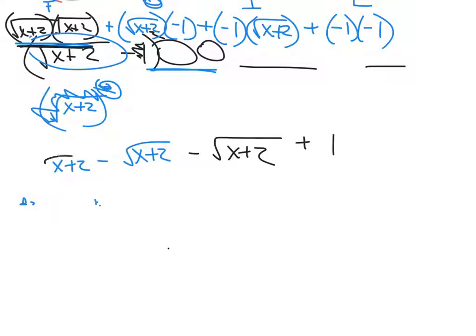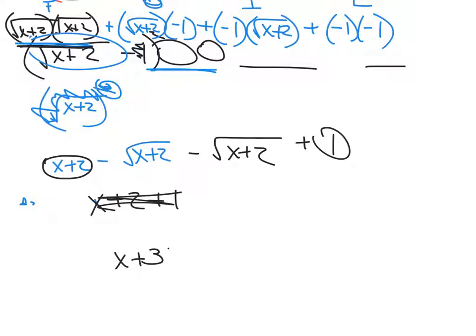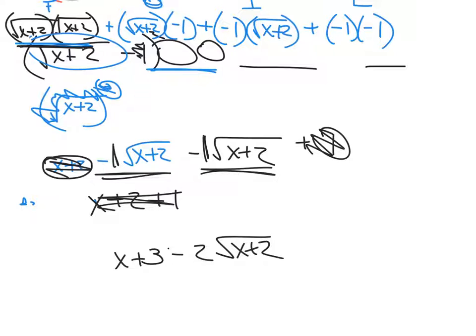Alright, so we've got these two and this one that I can put together. X plus 2 plus 1. So that gives me an x plus 3. So get rid of that, get rid of that. A negative square root of x plus 2 plus a negative, so it's like a negative 1, square root of x plus 2, negative 1, gives me a negative 2 square root of x plus 2. And at that point I'm done.